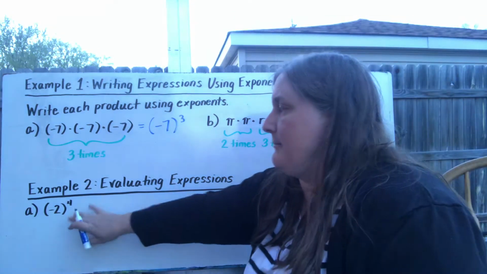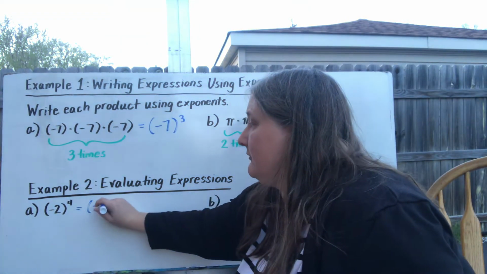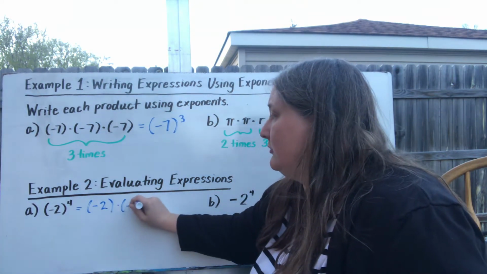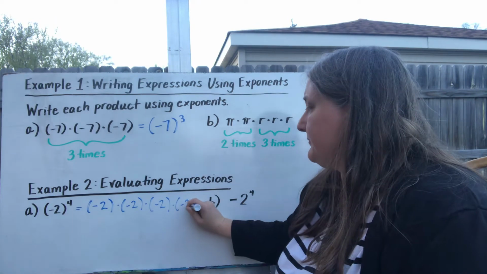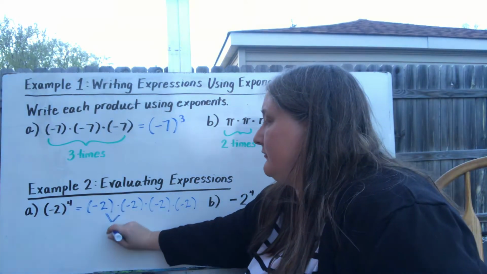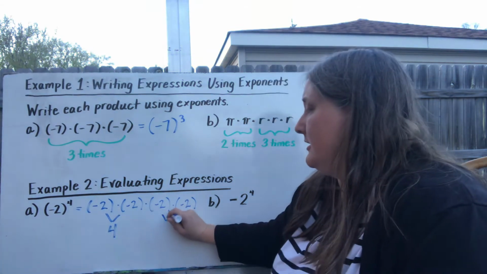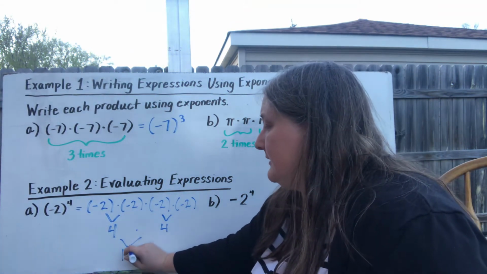So this time I'm multiplying -2 4 times. So here this is -2 times -2 times -2 times -2. So I can multiply these first two -2's and get +4, these two and get +4, and 4 times 4 gives me 16.